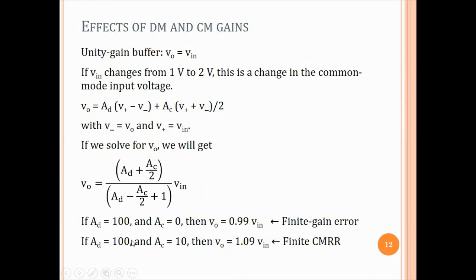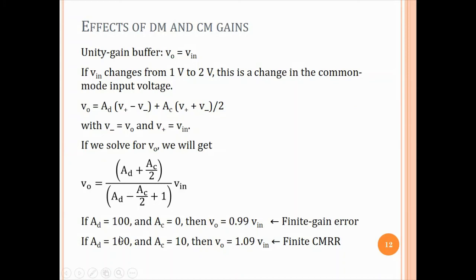So let's consider two cases. Let's say AD is 100 and AC is 0. So I want to see the effect only of a finite differential mode gain and no common mode gain. So we get AD over AD plus 1. So 100 by 100 plus 1, and let us say V in is 1 volt. So 100 by 101 into 1. So VO will be 0.99 into V in. So this 0.99 instead of 1 is called the finite gain error of the unity gain buffer or of the operational amplifier.